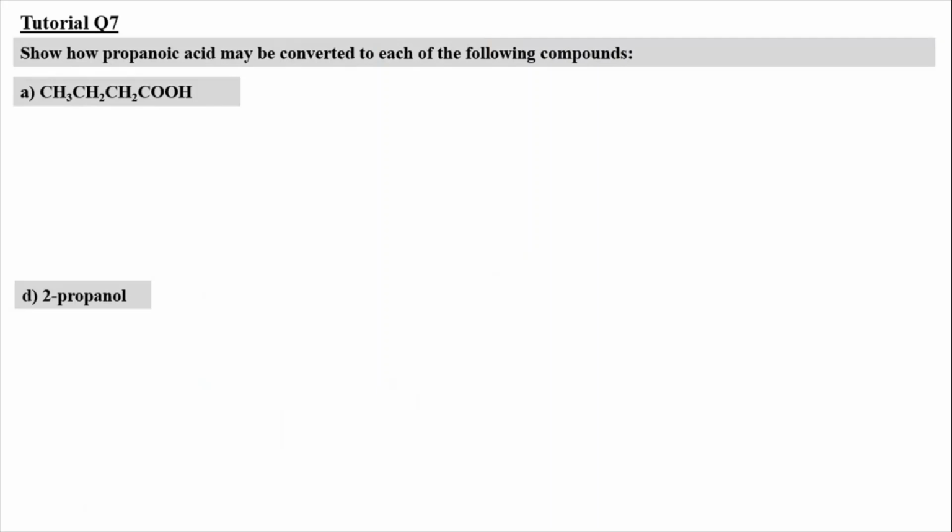Alright. Now for tutorial question 7, we have to show how the propanoic acid may be converted to each of the following compounds. So propanoic acid will have 3 carbons, which is 1, 2, and 3, and then a carboxylic acid group here. So this is propanoic acid, which has 3 carbons, and then I need to produce 1, 2, 3, 4 carbons, which is butanoic acid. Okay, so it's going to be an extra 1 here, 1, 2, 3, 4, OH, which is 4 carbons.